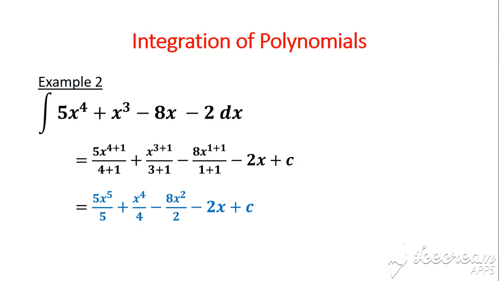Now this simplifies to 5x to the power of 5 over 5 plus x to the power of 4 over 4 minus 8x squared over 2 minus 2x plus c. But notice the 5's will cancel, and 8 divided by 2 is 4. So this simplifies even further to x to the power of 5 plus x to the power of 4 over 4 minus 4x squared minus 2x plus c.